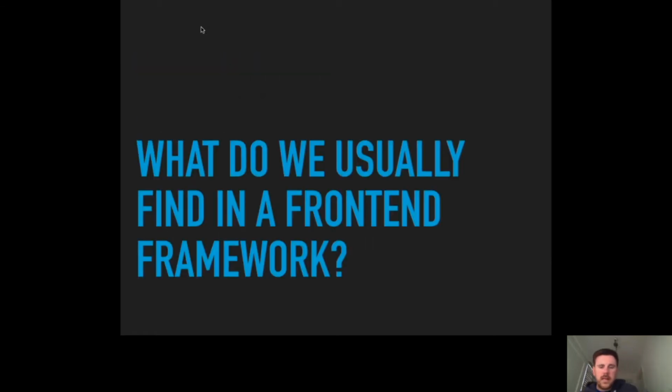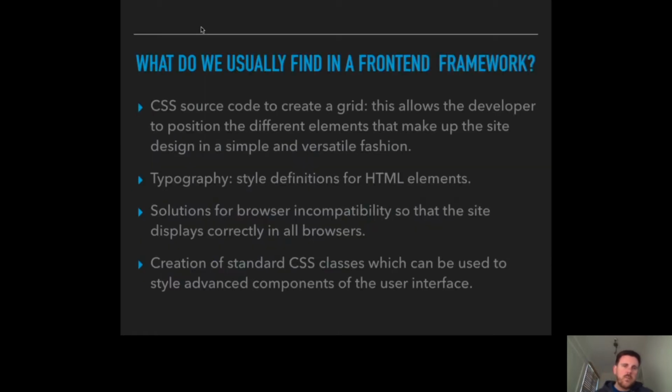So what do we usually find in a front end framework? Well, we'll always find the code. We'll have the CSS source code with the HTML code, and this will always work within a grid system. This allows the developer to position different elements and make up the site design in a simple and versatile fashion. We'll have typography. A lot of the decisions are made for us in a framework, so the typography will be loaded in there already, maybe Google Fonts, maybe Fontface, but whichever it is, it will be there, and then it's just up to us to make the decisions as to what typography we want to use.